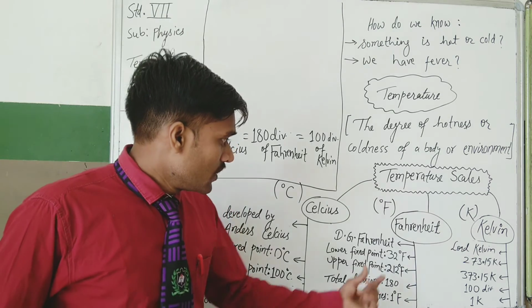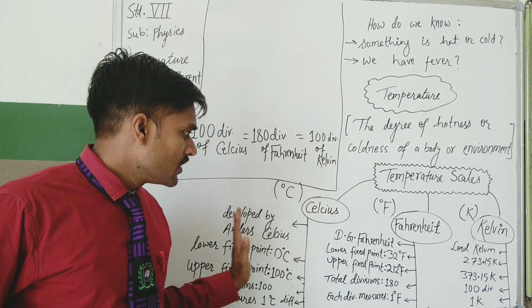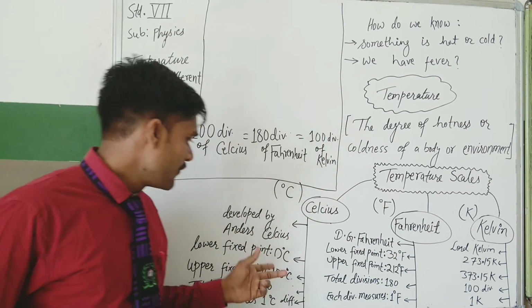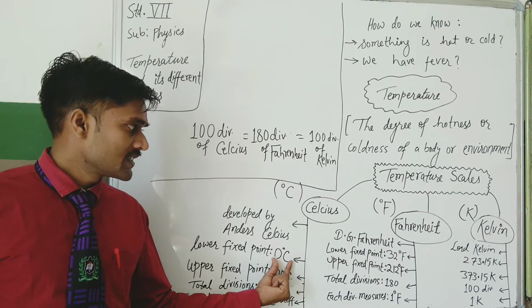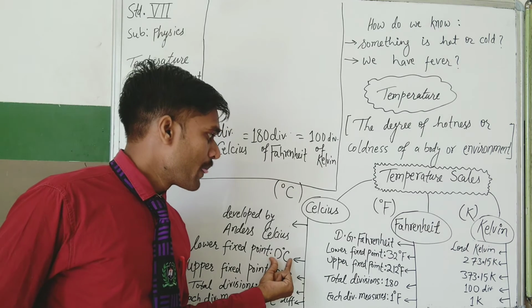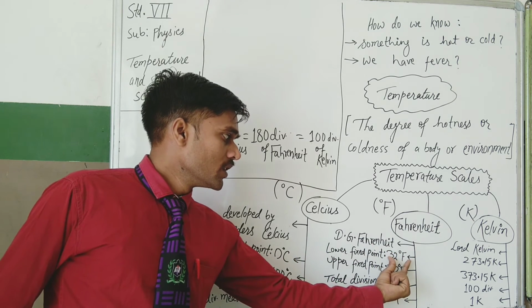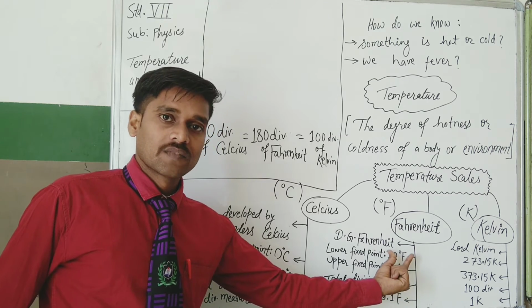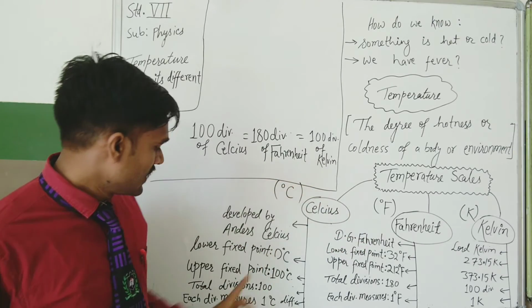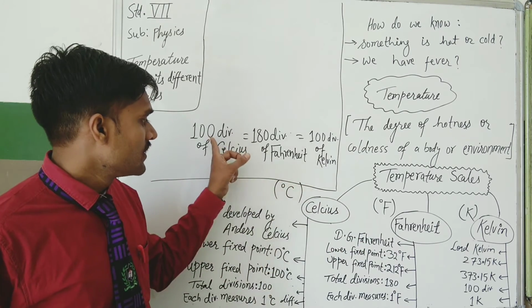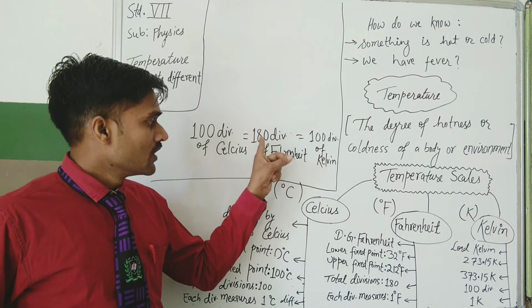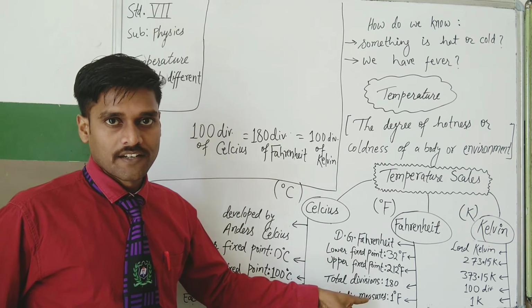So if we compare the two scales, Celsius and Fahrenheit, we find that 0 degree Celsius is equivalent to 32 degree Fahrenheit. We can conclude from this comparison that 100 divisions of the Celsius scale are equal to 180 divisions of the Fahrenheit scale.